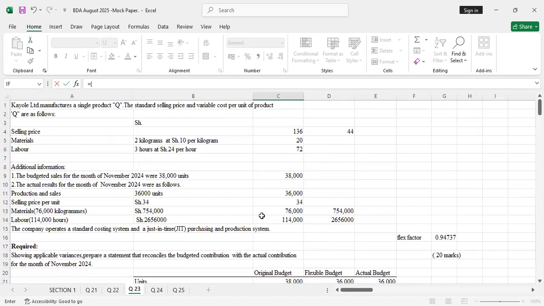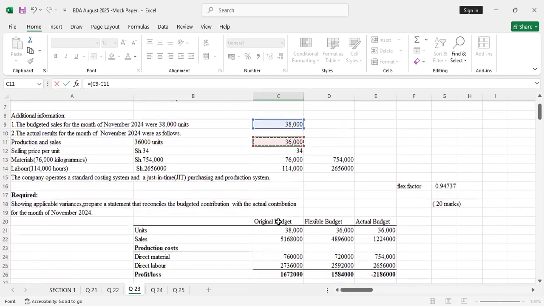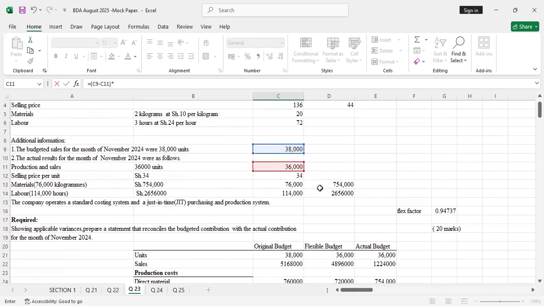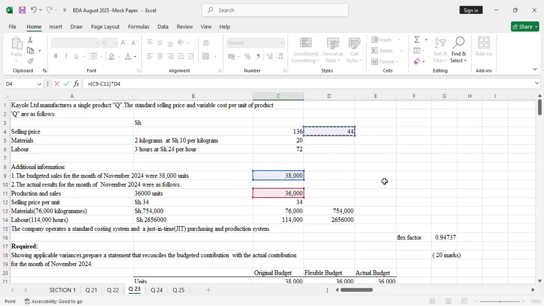We have said it is budgeted quantity. We budgeted to sell 38,000. You subtract the actual quantity, what we sold, only 36,000. Instead of 38, we sold 36. So that's automatically an adverse. It's negative. Then you multiply by the budgeted contribution.